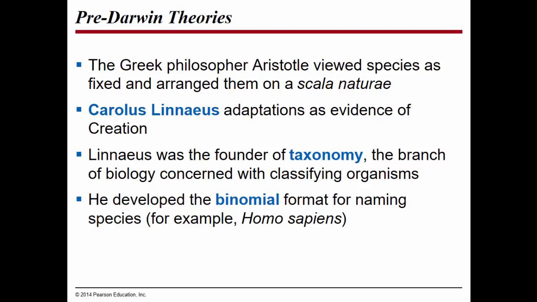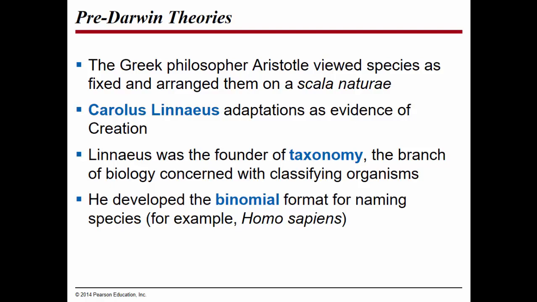So an example of one of these binomial names would be the scientific name for humans, Homo sapiens. Homo, the first part, is the genus name, and sapiens refers to a specific species within the genus Homo. Some genera, that's the plural of genus, contain many different species, and others, like the humans, have only one surviving member.